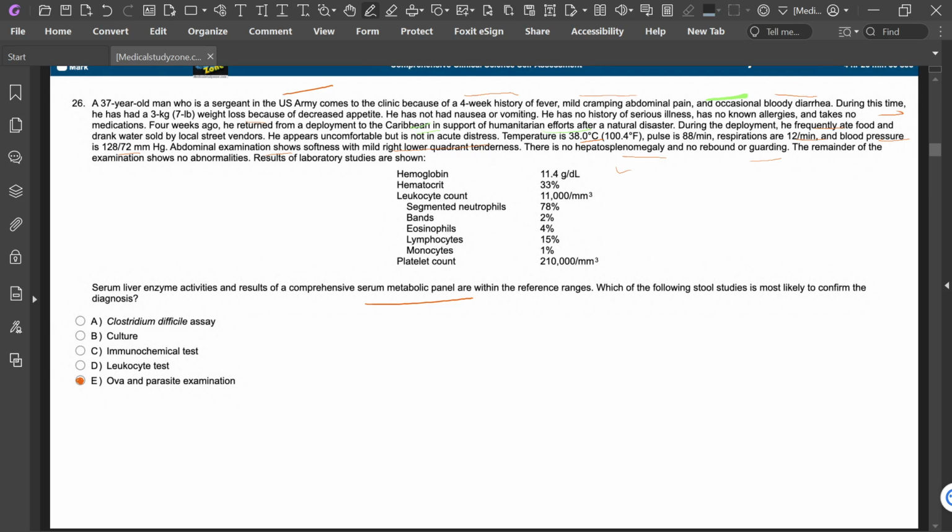Which of the following stool studies is most likely to confirm the diagnosis? So it's bloody diarrhea, and the patient came from the Caribbean. Looks like Entamoeba histolytica. Infection with Entamoeba histolytica leads to amoebiasis, or amoebic dysentery.